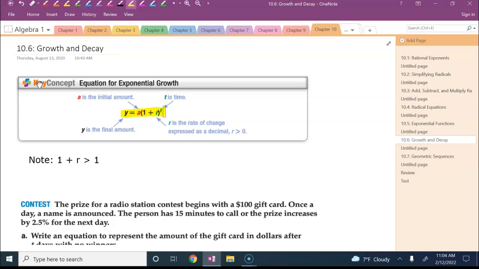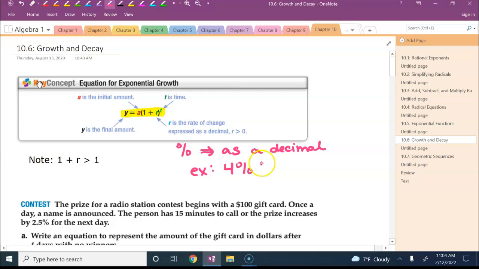Now r is your rate of change, and that's usually going to be a percentage. They're going to say that it's increasing by so much percent. When you're dealing with percents, though, I want you to make a note here. You have to express percents as a decimal before you plug it in. So if they gave you something like 4%, you don't want to put a 4 in for r. You want to put 0.04 in. I found that by just dividing that percentage by 100, because percentages are out of 100 when we're talking about the whole piece.